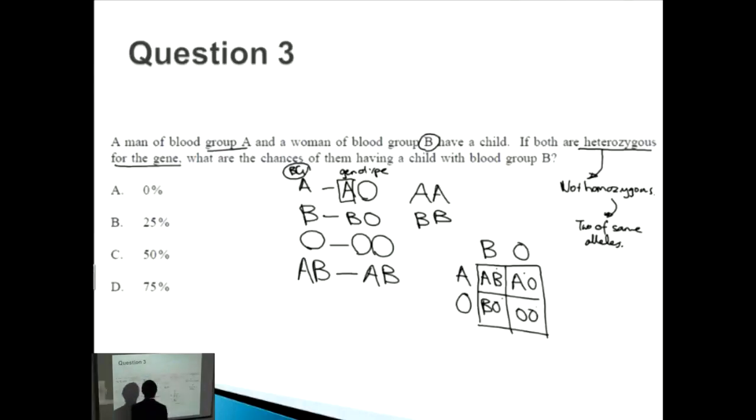So now let's look back at the question. What are the chances of them having a child with blood group B? So the only one that is a child with blood group B is this one over here. So there's a 1 in 4 chance, which means that it's 25%. Our answer is B.